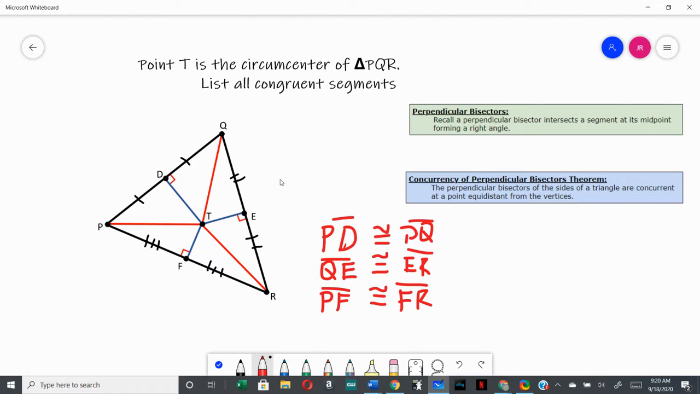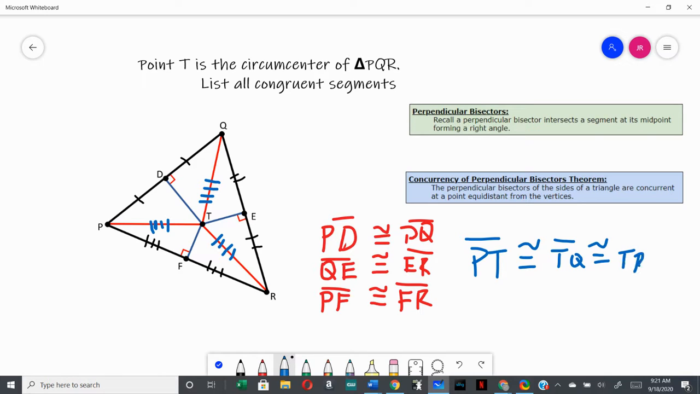So what does that mean? That means that inside that triangle, and I'm going to use 4, I shouldn't, but I'm going to, these are congruent. So I'm going to state that PT is congruent to TQ, congruent to TR. I hope this helps you with number 7 and the lesson content.